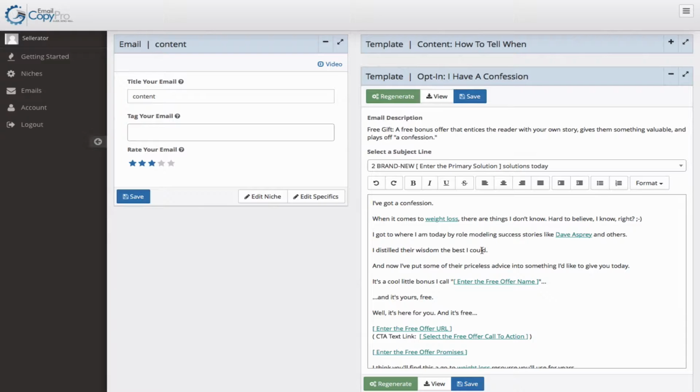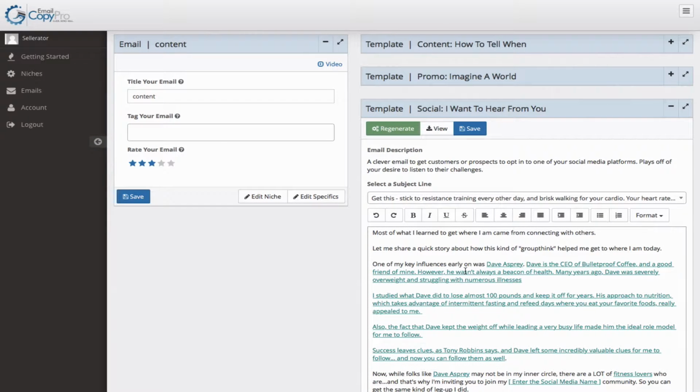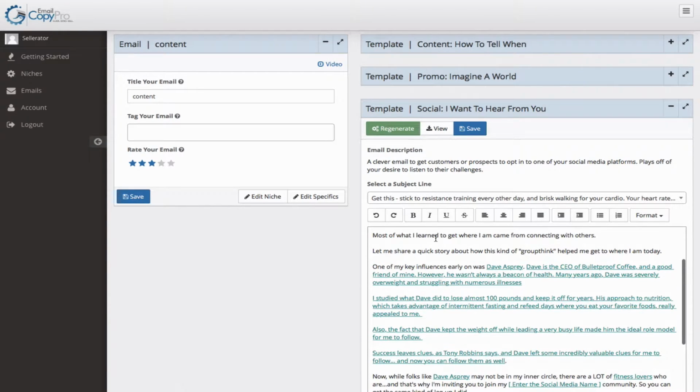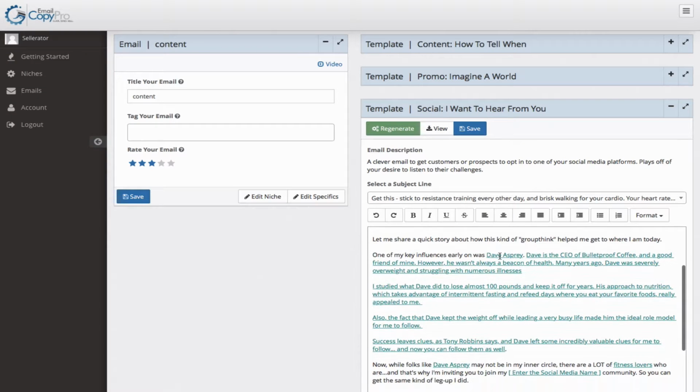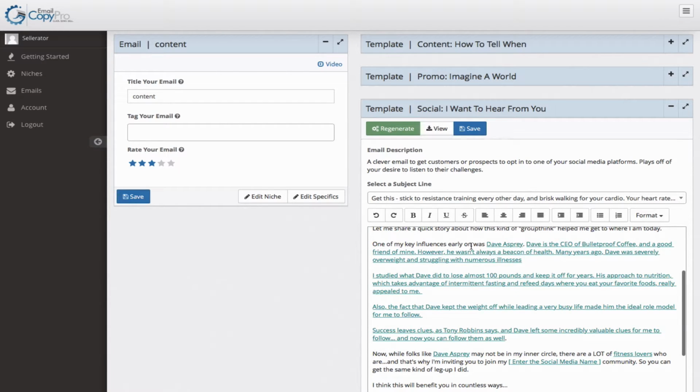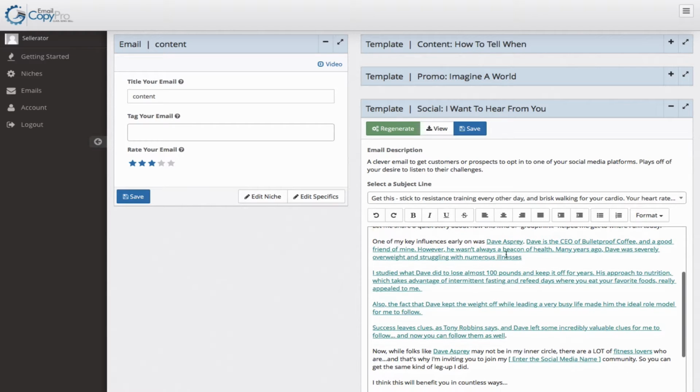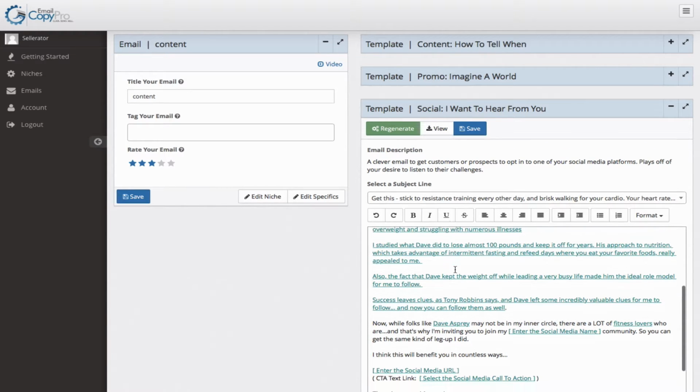Now I'm going to show you the storyline where it's unfolded entirely in an email. So this is a great email for building rapport, and it uses the role models here in a very effective way, and it uses the entire story. Most of what I learned to get where I am came from connecting with others. And by the way, this is an email that prompts your prospects to opt into your social media pages, or you can opt in anywhere, but to follow you. That's the idea. Let me share a quick story about how this kind of groupthink helped me get to where I am today. One of my key influences early on was Dave Asprey, and I just told Dave's entire story right here. Of course, it reads exactly as I wrote it.